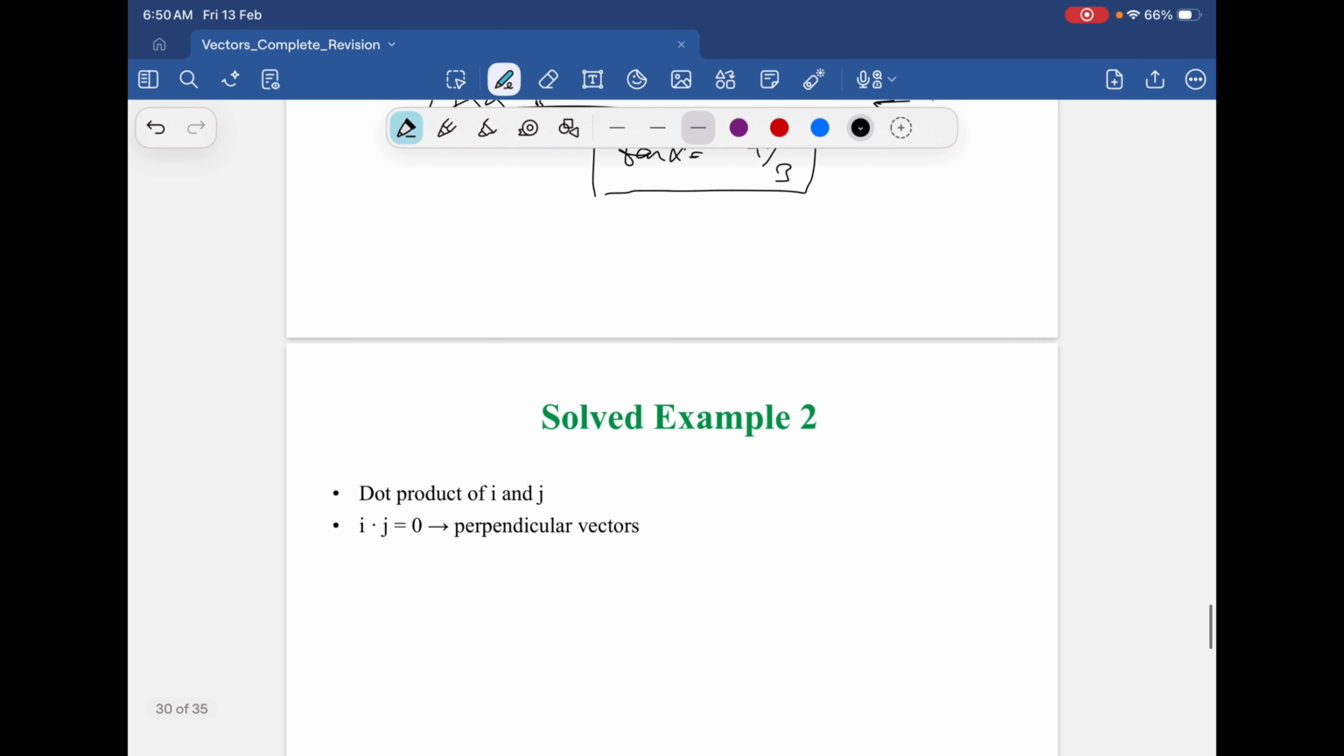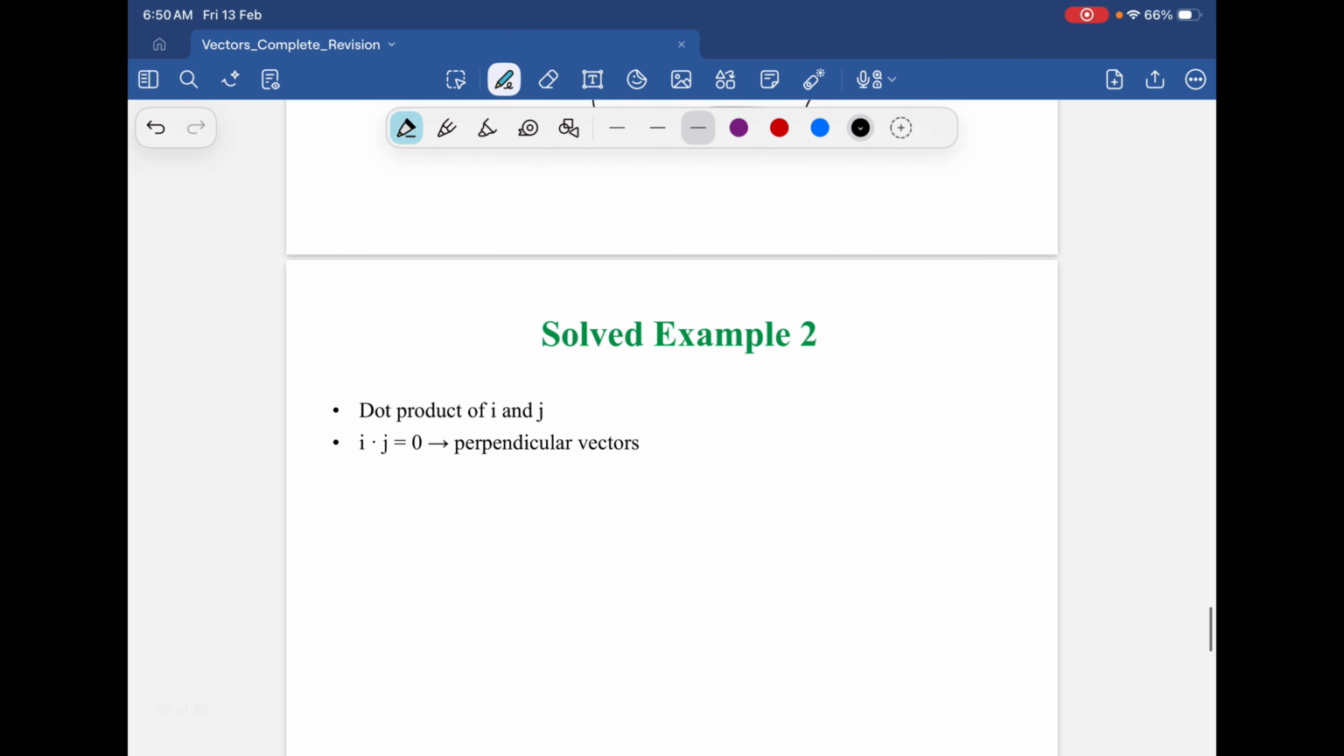Right. Now next you can see the dot product of i and j. Just now we have seen i is along the x-axis, and j is along the y-axis. They are perpendicular vectors. Perpendicular vectors' dot product, how much have we just seen? 0. Very good. Fine.